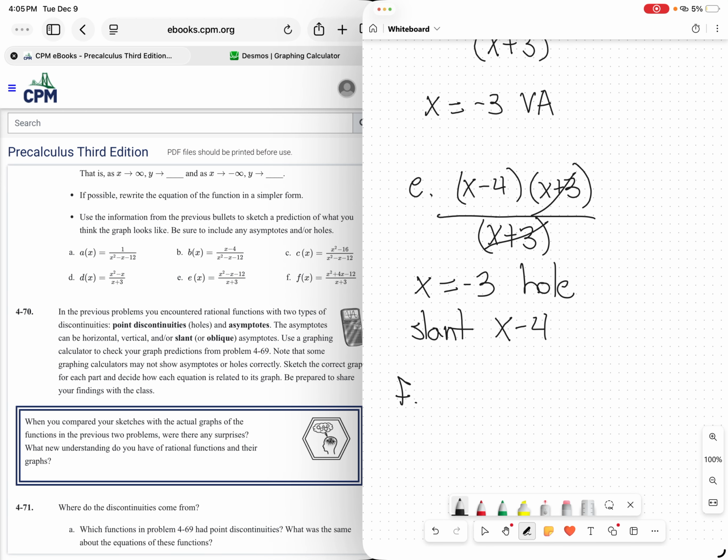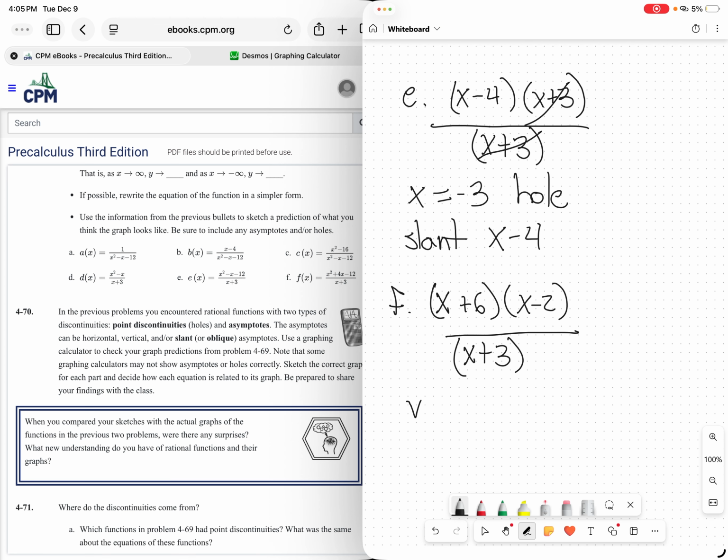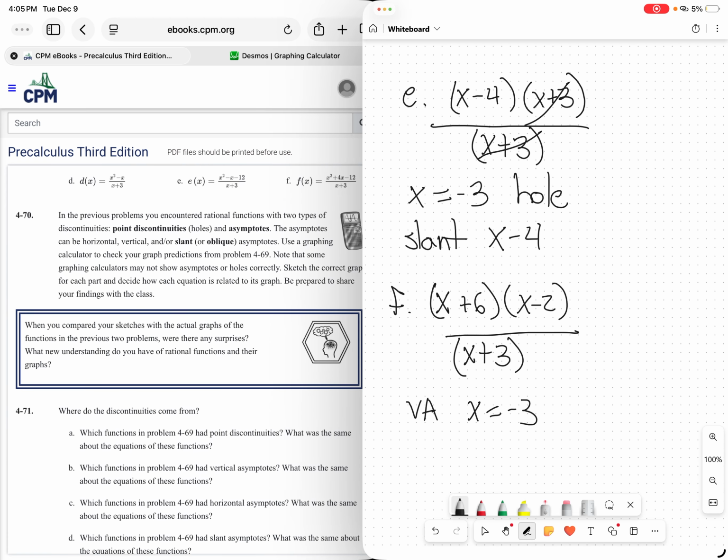Okay, F. We're going to have x plus 6, x minus 2 over x plus 3. So again, it's a vertical asymptote at x equals negative 3. And nothing else is going to cancel, right? So we would have a slant there if we divide that out.